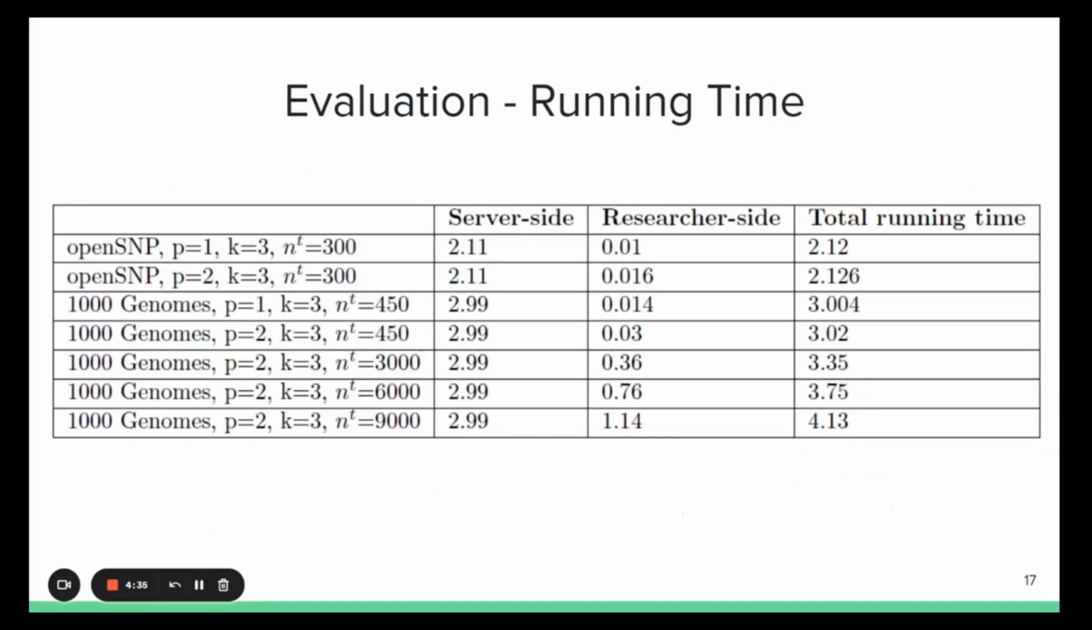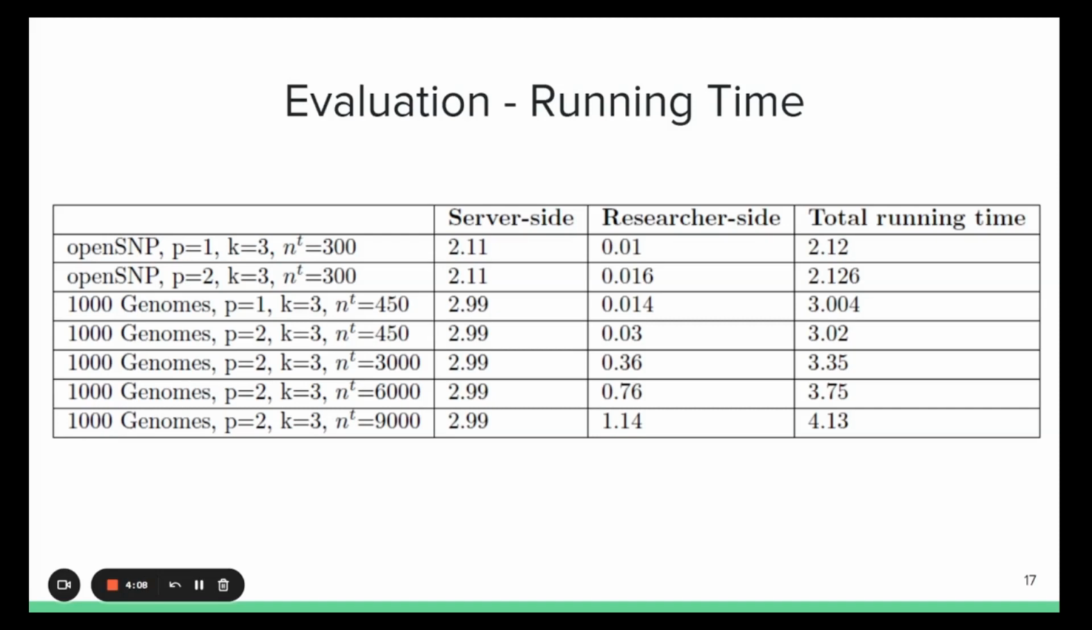As a final result, we demonstrate the running time of our framework. We conducted a few experiments and inspected the change in the running time for different scenarios. We show the running time at the server side, which consists of the time needed to train the model and apply k-means algorithm on the received metadata. The other column shows the researcher side, which includes reducing the dimensionality of the data and the addition of noise, and the total running time.